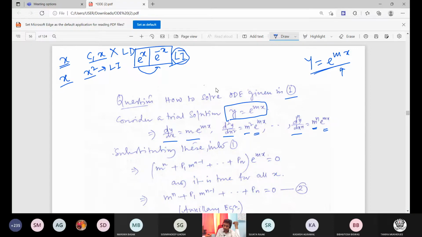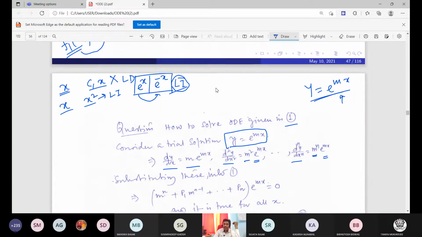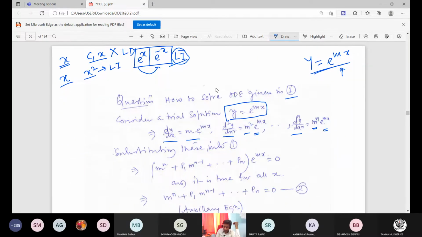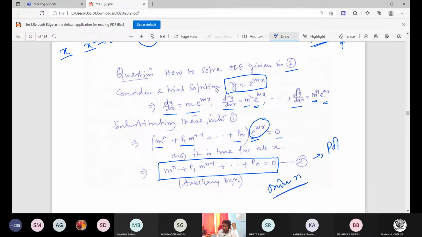So if you substitute all of them into equation 1, then you can write like this: m to the power n plus p1 m to the power n minus 1 plus so on plus pn, times e to the power mx, is 0. And you know this function e to the power mx is non-zero always, for any x. So we can form a polynomial equation in m. Now this is a polynomial equation in m of order n.